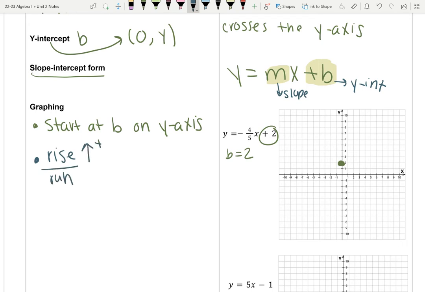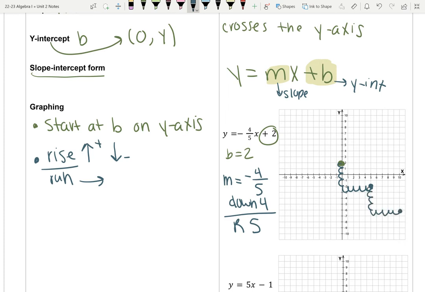And remember, rise, you go up if it's a positive slope, and you go down if it's a negative slope. And then run, you go to the right. My slope here is negative 4 over 5, which means I'm going to go down 4 and then to the right 5. So from this point, I'm going to go 1, 2, 3, 4, and then 1, 2, 3, 4, 5, and put a point there. I would recommend 3 dots to graph, so I'm going to do that one more time: 1, 2, 3, 4, 1, 2, 3, 4, 5, and put a dot there as well. Then connect your dots, and the line is graphed.